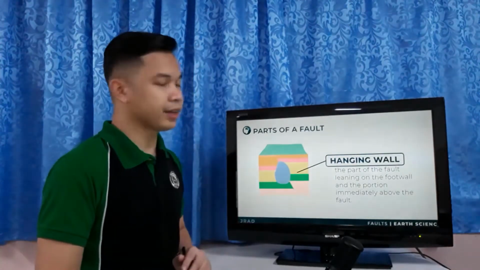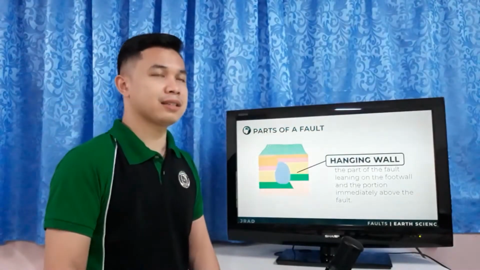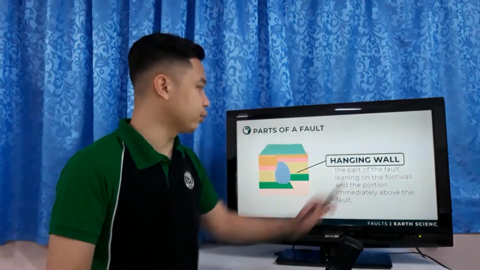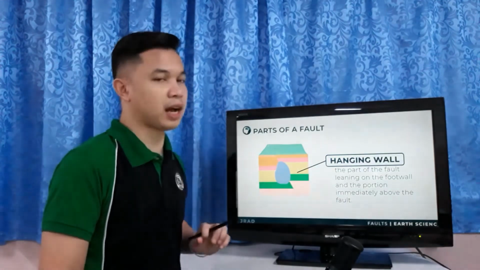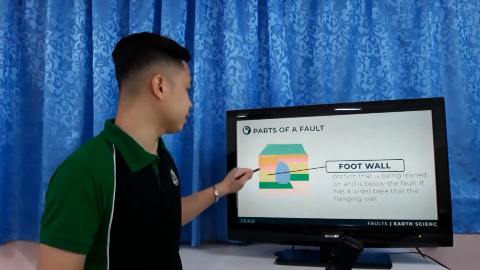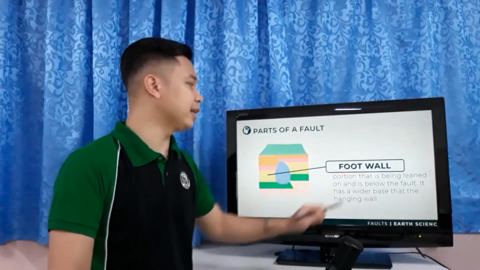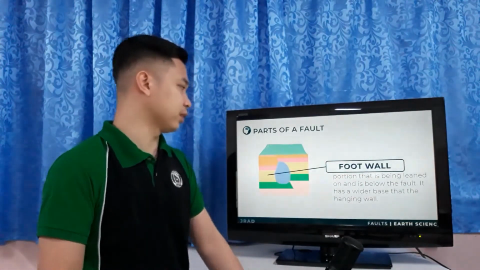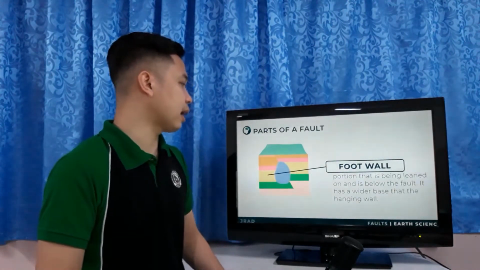When we say hanging wall, it is a part of the fault leaning on the footwall and the portion immediately above the fault. You may ask, sir, anong ibig sabihin ng footwall? The footwall is the opposite side of the hanging wall, and that is here. Okay? So this is the portion that is being leaned on and it's below the fault. It has a wider base than the hanging wall.